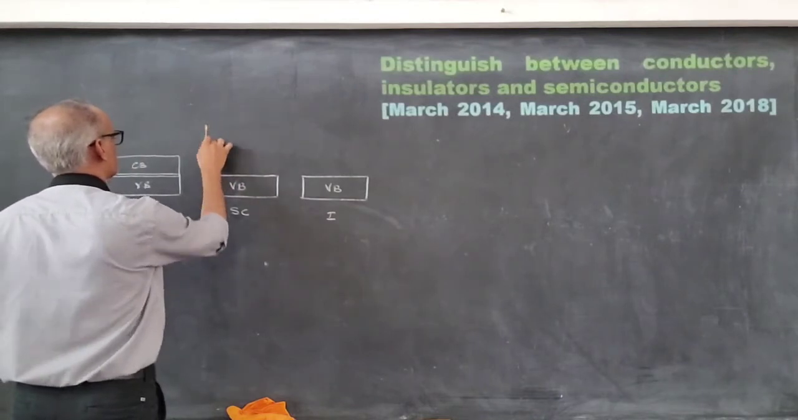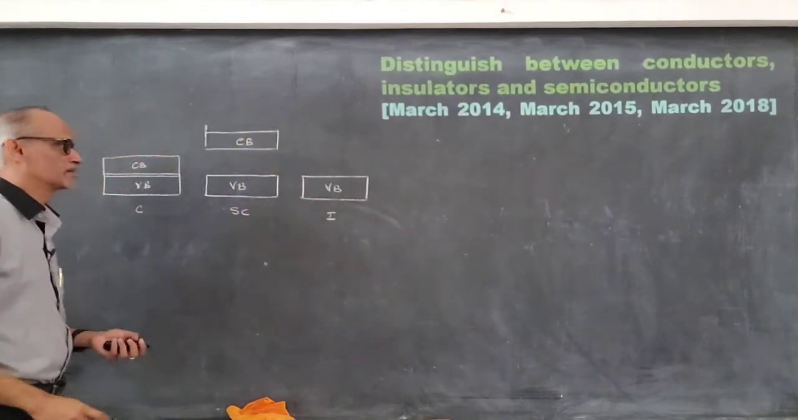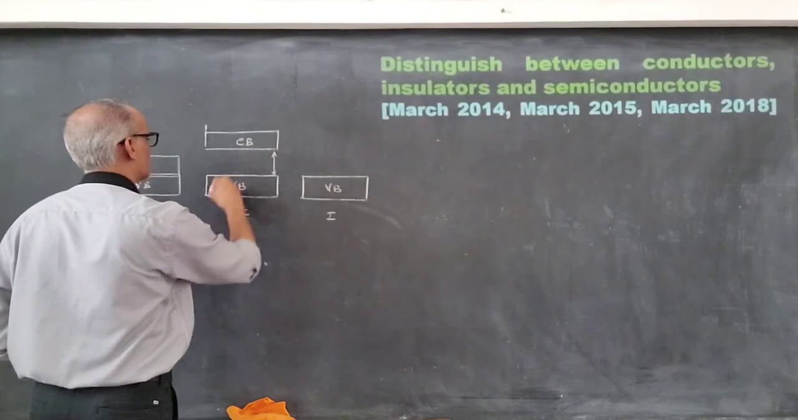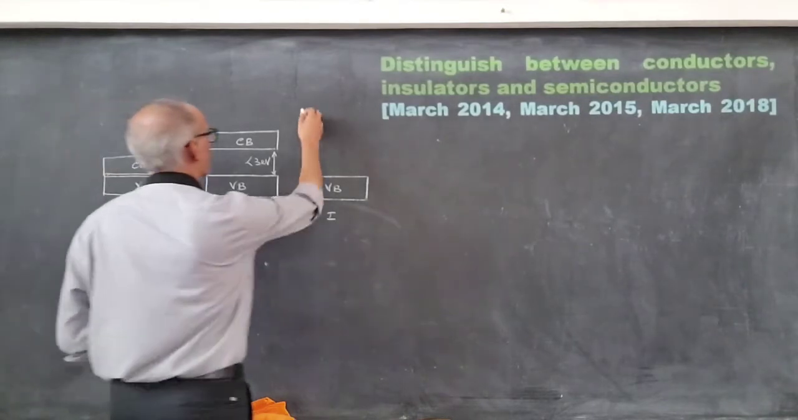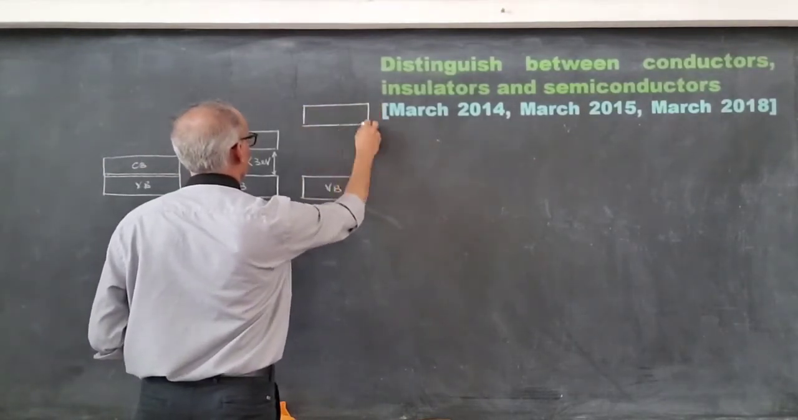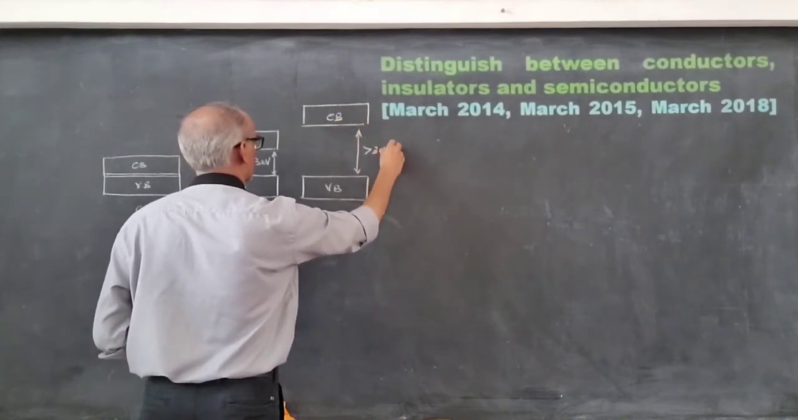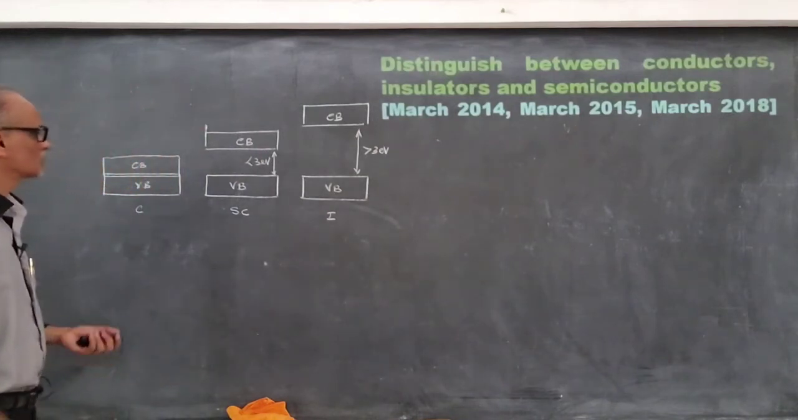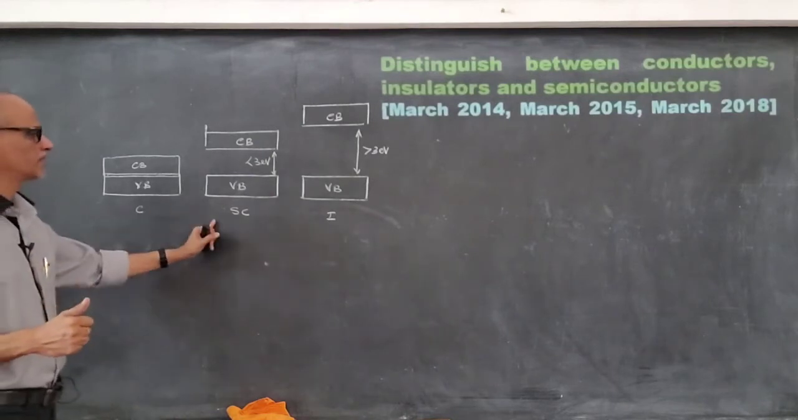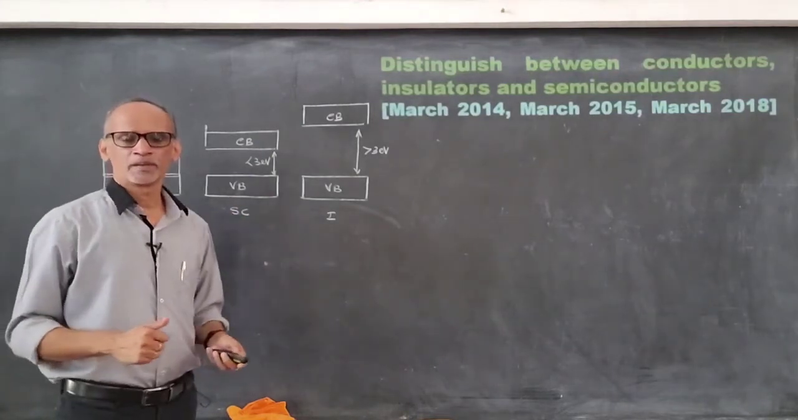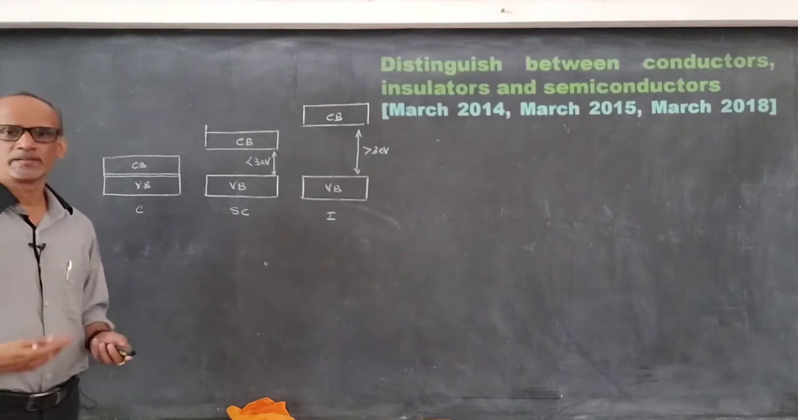In the case of semiconductor, the valence band and the conduction band are separated by an energy gap which is lesser than 3 electron volt. Whereas in the case of insulator, the valence band and the conduction band are separated by a gap which is more than 3 electron volt. So, this is the band structure of the three solids, conductor, semiconductor, and insulator, and we can distinguish based on this band structure. I am going to explain all three with the differences.